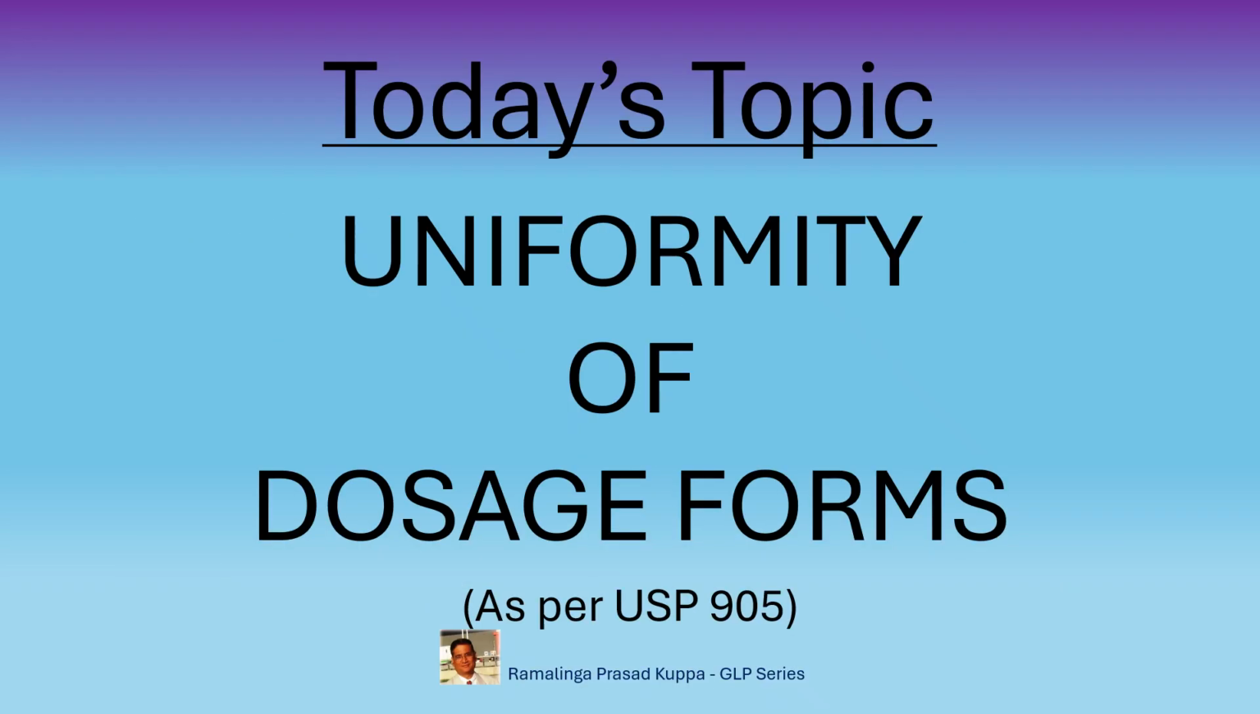Today's topic is Uniformity of Dosage Forms as per USP Chapter 905. Uniformity of dosage forms establishes the consistency of dosage units for the APIs used in the dosage form within a narrow range around the label claim. This is not applicable for suspensions, emulsions, or gels in unit dose containers, which are intended for external administration. Let us go into details.